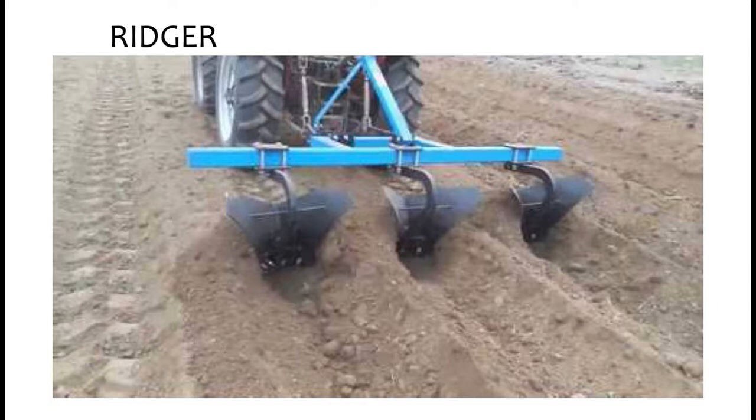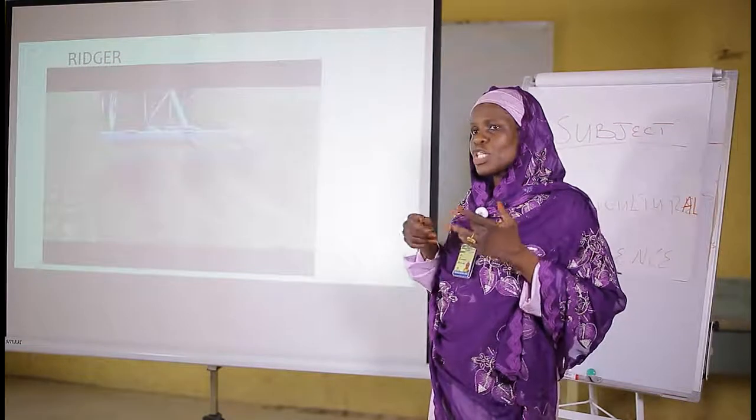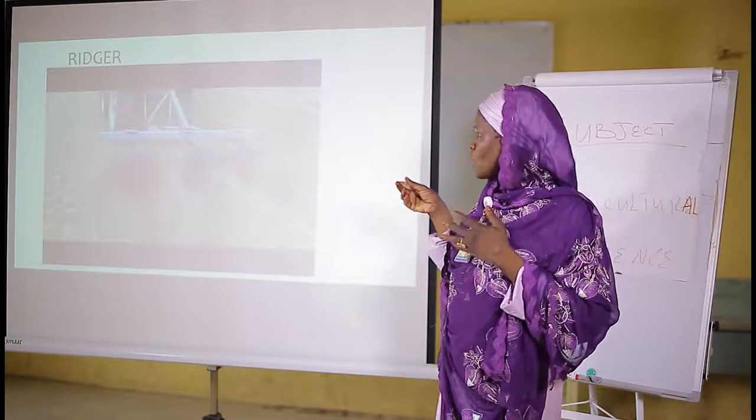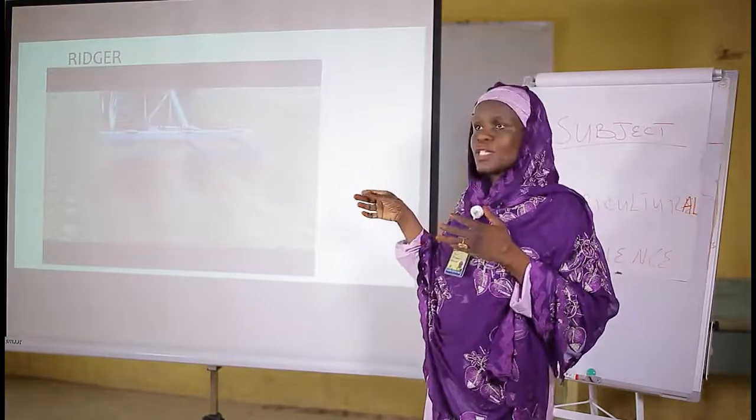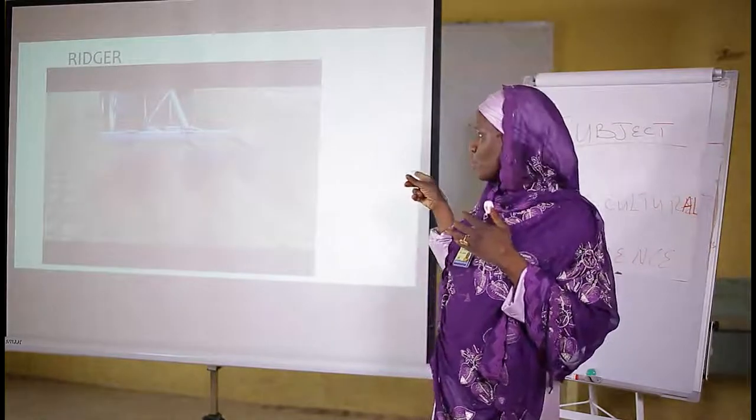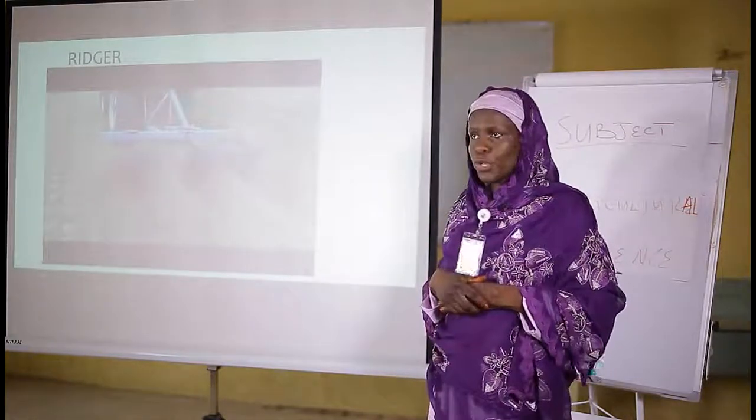This ridger, it helps you or it assists in what? Making ridges for you. Before you start planting, you have to, what? After clearing the land, you make your ridges. So you can do these ridges either manually or by using this implement, that is the ridger, as you can see here, for those of you that are viewing.